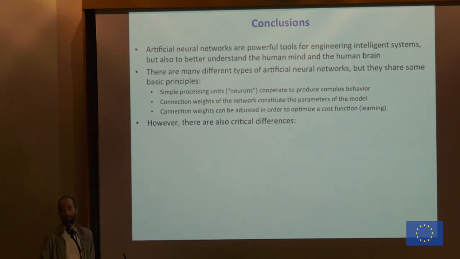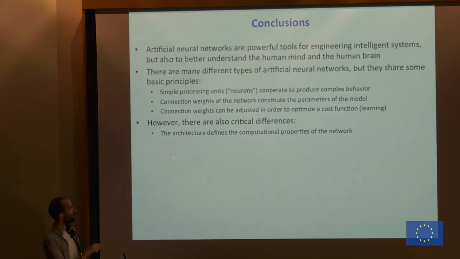But there are also critical differences among different types of network architectures. The architecture defines the computational properties of the network. If we put a bidirectional or a feed-forward or a recurrent edge in the architecture, this completely changes the behavior of the network.